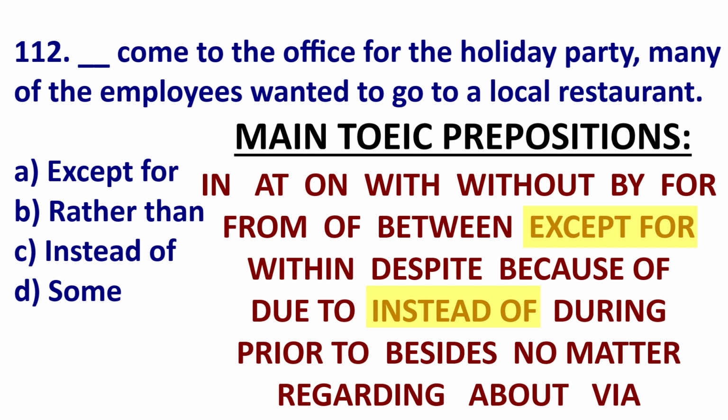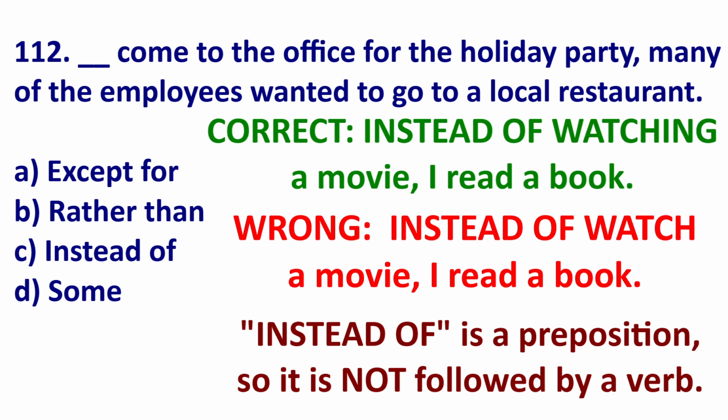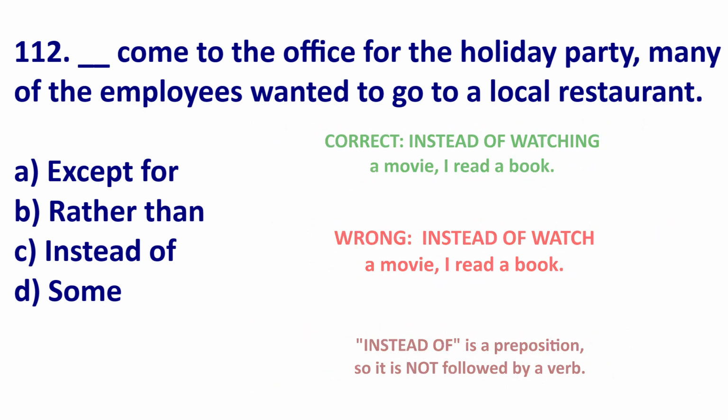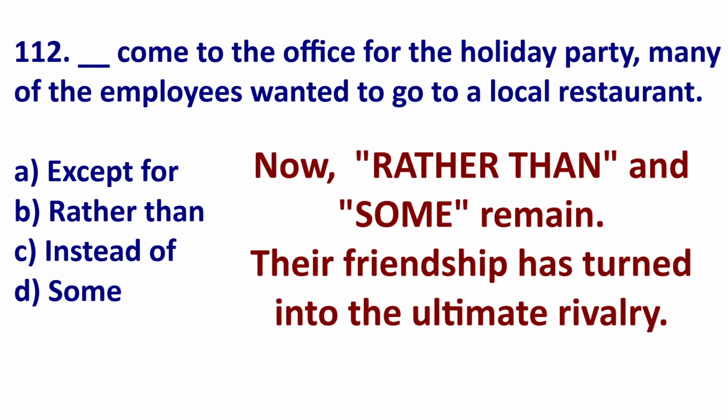So, if we look at the prepositions here, we have except for and instead of. So once again, I can say instead of watching a movie, I read a book. But I won't say instead of watch a movie, I read a book. After instead of, we are going to use a noun form, not the base verb. So we can eliminate instead of and except for because we will not have base verbs after these. Therefore, let's eliminate A and B.